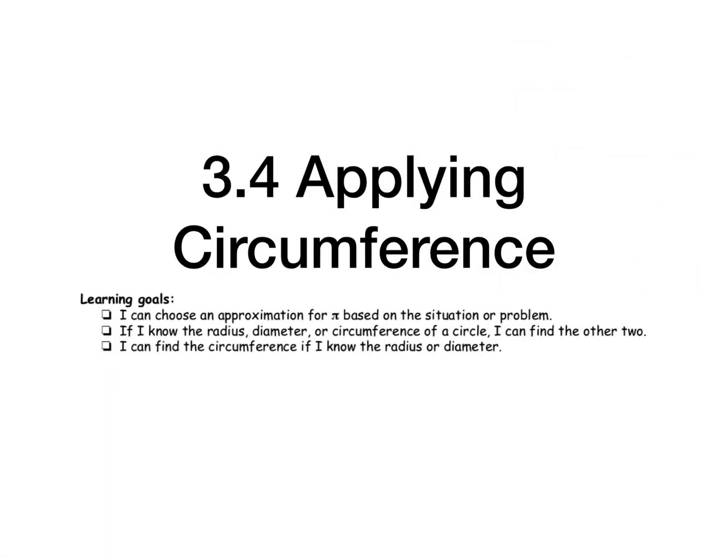Okay, today we are looking at lesson 4. We're going to continue applying what we know about circumference. Remember, that's the distance around the outside edge of a circle, kind of like the perimeter of other shapes. And we're going to be using that formula, that equation that we talked about in our last lesson, which was based off of proportional relationships.